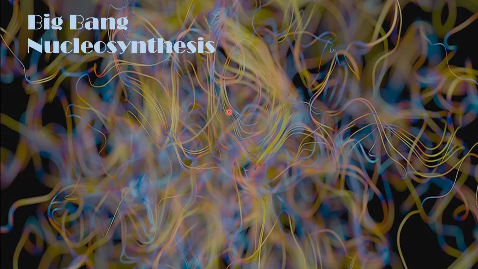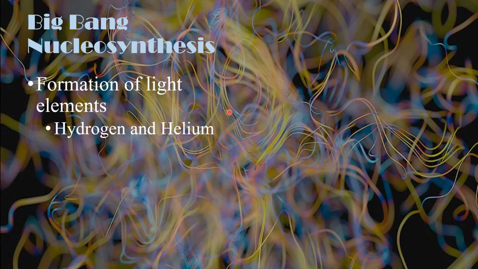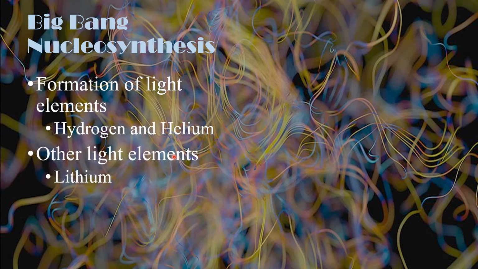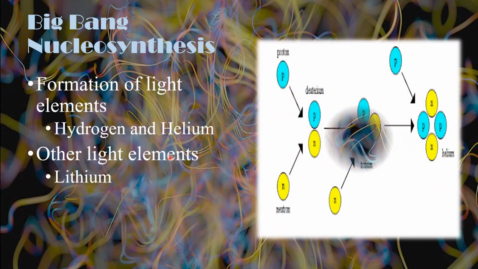As the universe cools, that is the time that particles can be fused to form elements. This is where the formation of light elements, hydrogen and helium, happens. There is also evidence that other light elements are formed at this time, which is what we call lithium. This is the illustration of the Big Bang nucleosynthesis.